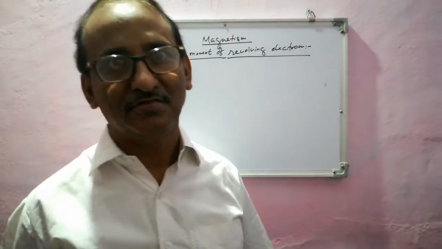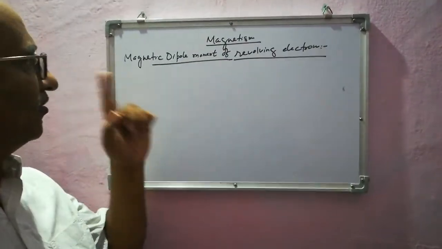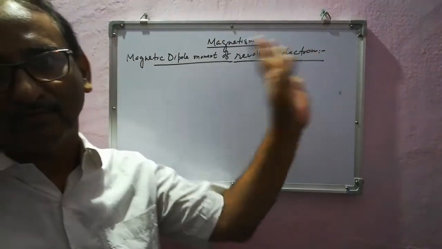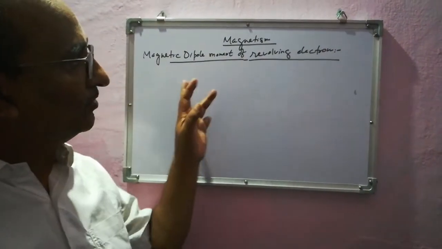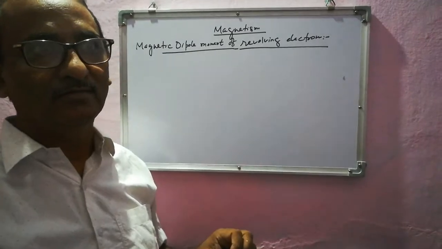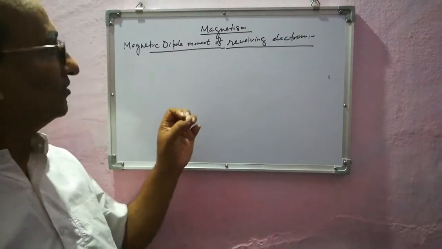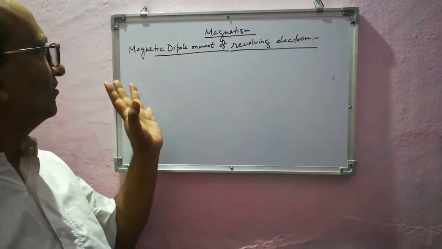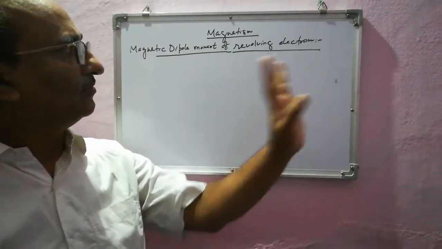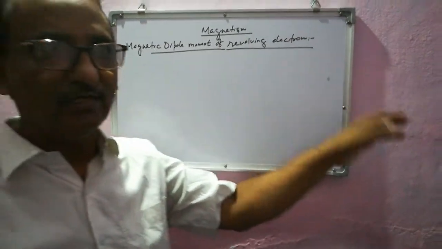Today we are going to study a very important topic of magnetism, and the topic is magnetic dipole moment of revolving electron. According to the new syllabus, only 6 topics are included in magnetism. Out of the 6, the most important topic is the magnetic dipole moment of the revolving electron. Later on, we'll discuss the other topics.